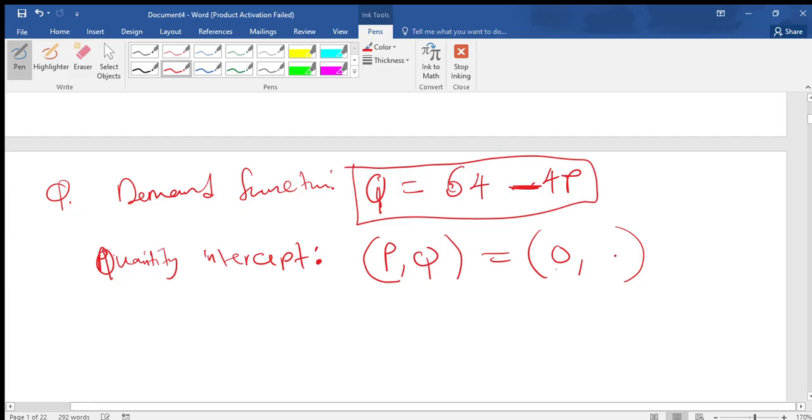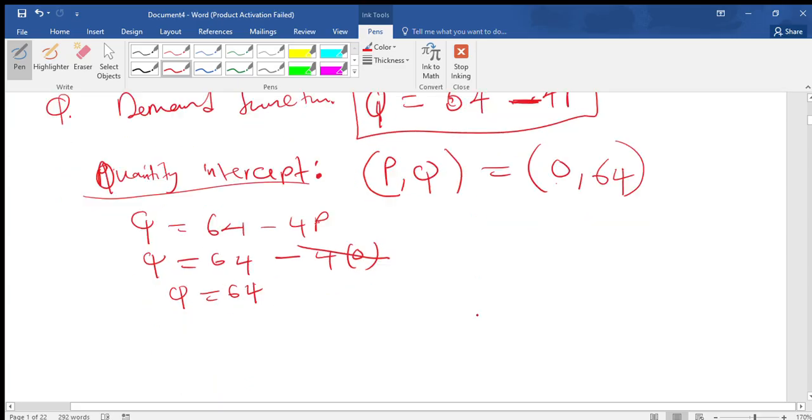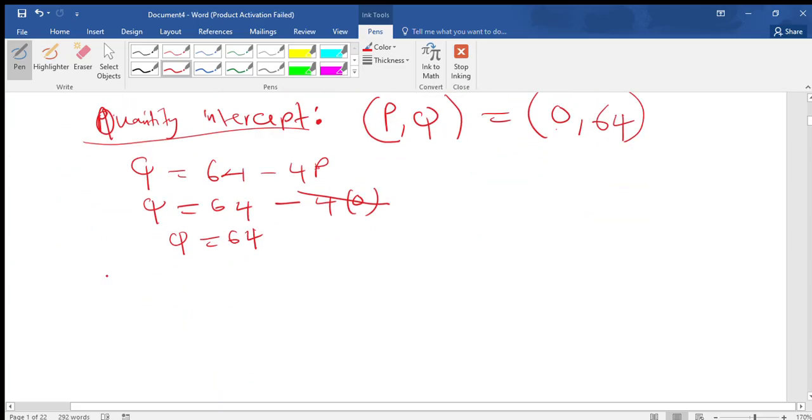So we solve for Q in the equation Q equals 64 minus 4P. After the P we put a 0 and we solve for Q. So Q will be equal to 64 minus 4 multiplied by 0. Automatically this becomes 0 and the value of the quantity intercept becomes 64. So this will be (0, 64) as our coordinates on the quantity intercept. Then we can do the same for the price intercept.